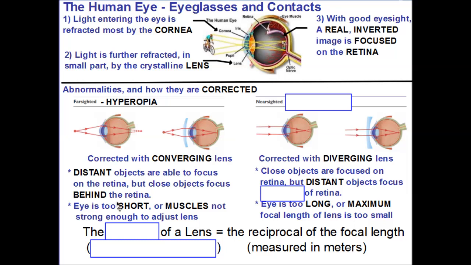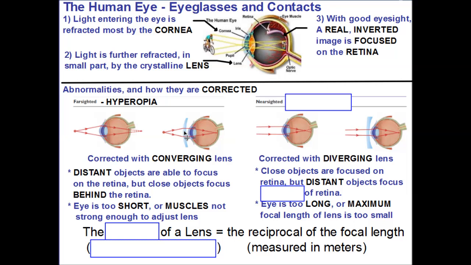Effectively, the eye is too short, or what oftentimes happens as people age is that the muscles that control that lens are not quite strong enough to make the adjustments necessary to focus where it needs to be. So we need to rely on some external lens to help us there.